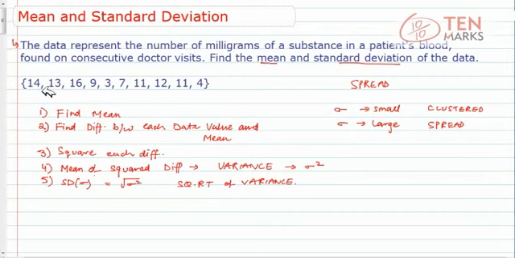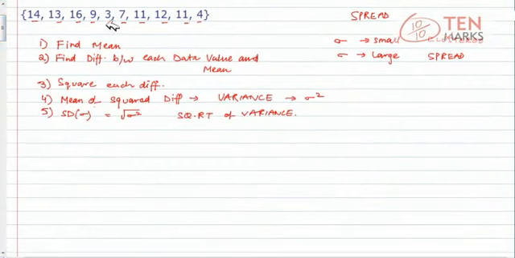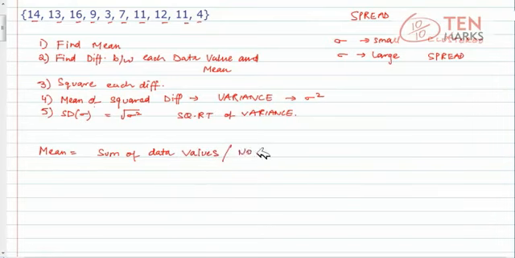So what we're going to do first is take this data and find the mean. The data says 14, 13, 16, 9, 3, 7, 11, 12, 11 and 4. I know that the mean of a set of data is the sum of all the data values divided by the number of data values. So mean equals sum of data values divided by number of values.